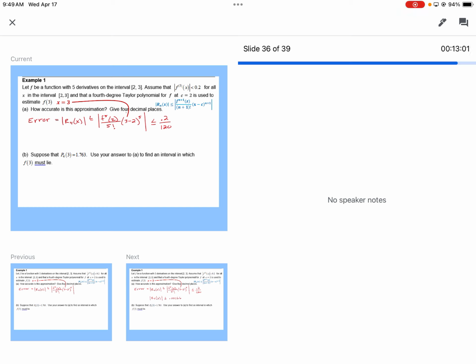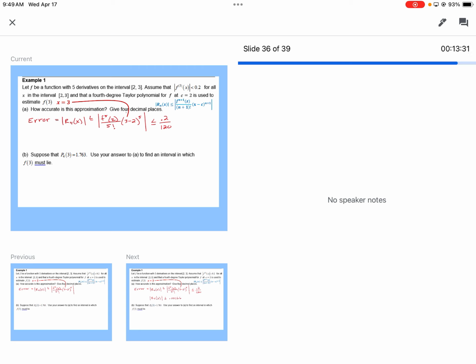Where did you get those two numbers? So the maximum value of the 5th derivative was given to us in the problem. The f to the 5th of x. So the 0.2 comes from above. Okay. 120 is just 5 factorial. So do we always just use the max value if they tell us? Yes, always use the max value. But it's f to the 5th of c. That is giving us the max value.